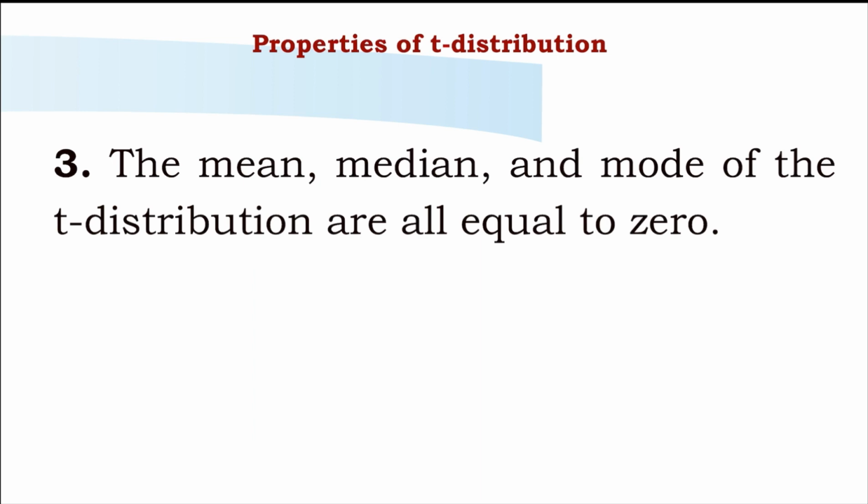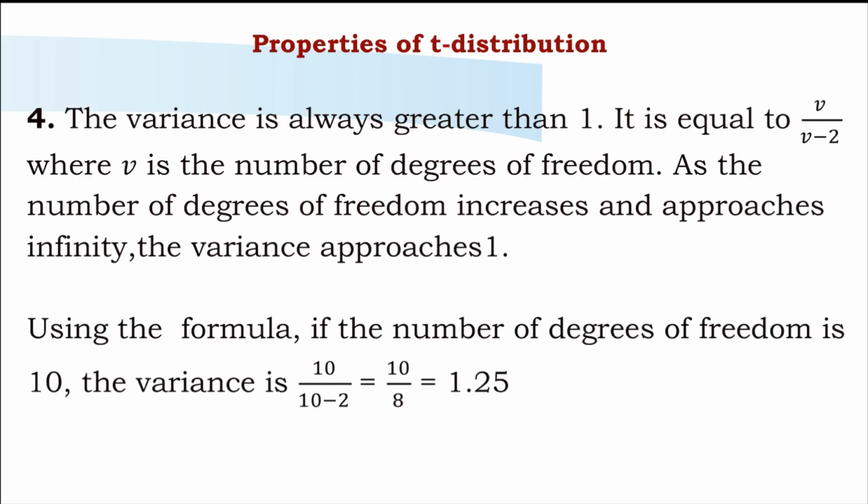Property 3. The mean, median, and mode of the t distribution are all equal to 0. Property 4. The variance is always greater than 1. It is equal to v over v minus 2, where v is the number of degrees of freedom. As the number of degrees of freedom increases and approaches infinity, the variance approaches 1. Using the formula, if the number of degrees of freedom is 10, the variance is 10 over 10 minus 2, which is equal to 10 over 8, or 1.25.